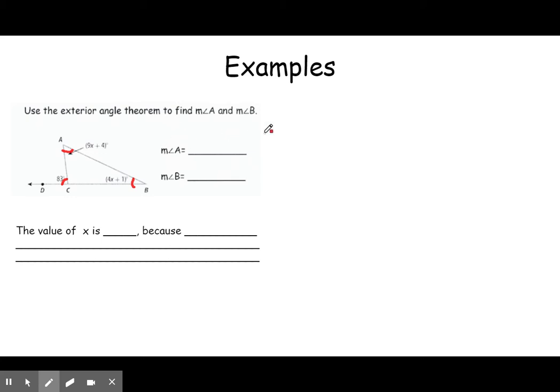So if I take angle A, which is 9x, or 9 times x plus 4, right? And I add angle B, which is 4x plus 1, it will equal my exterior angle, which in this case is 83. All right, so here's my equal sign. On the left side, I've got a whole bunch of stuff going on, right? So we need to combine all our like terms.